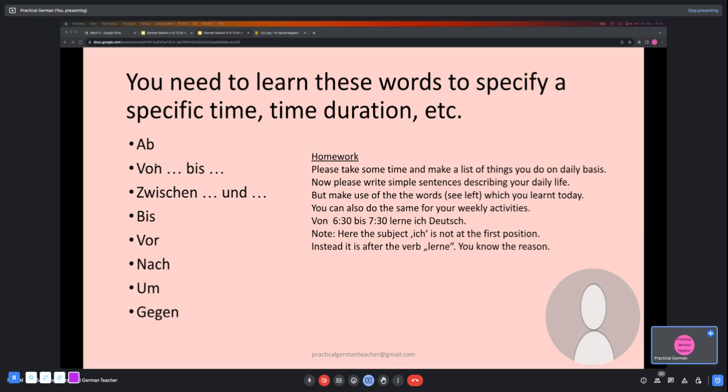Also, what you should learn is that asking for time is not important, but knowing how to talk about time is important. So please tell me what they mean if someone knows. Otherwise, I will give the answers. So if I say ab acht Uhr, what does it mean? What am I trying to say?